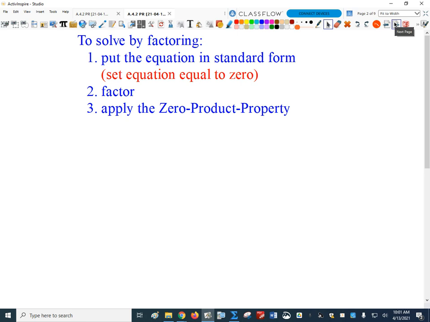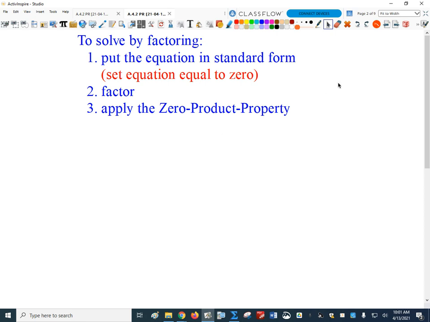When we want to solve by factoring, first thing we want to do is put the equation into standard form, which means we're just going to set it equal to 0, right? Set it equal to 0. Then step 2 is all the stuff we've been practicing. We're going to factor whatever side is not 0, probably the left side. Probably 0's on the right side of the equation. We're going to factor whatever we've got on the left side, and then we'll apply the zero product property.